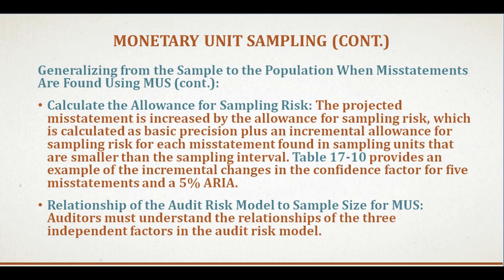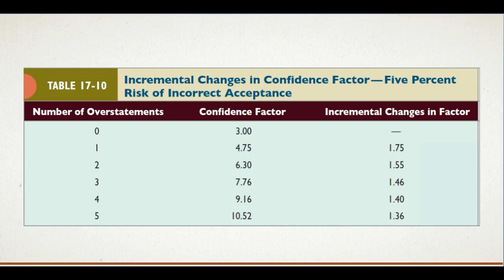Now, auditors must understand the relationships of the three independent factors in the audit risk model. Table 17-10 provides an example of the incremental changes in the confidence factor for 5 misstatements and a 5% acceptable risk of incorrect acceptance. You can find Table 17-10 on page 581 of your textbook.